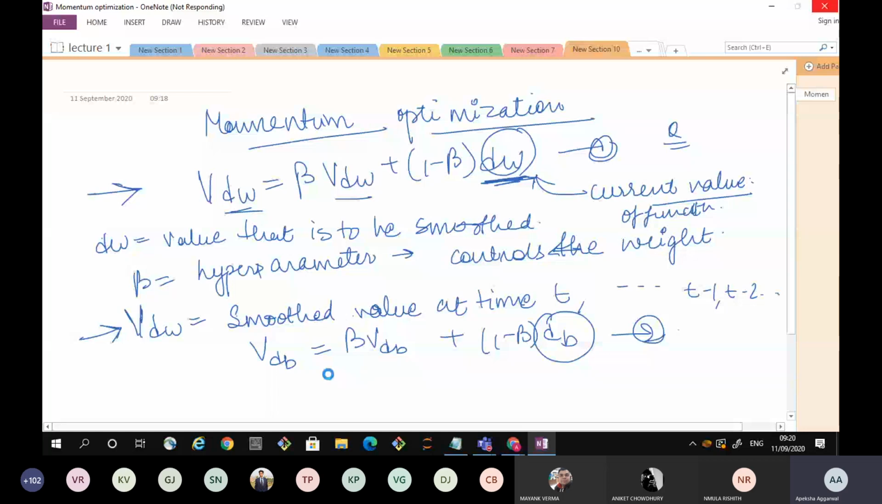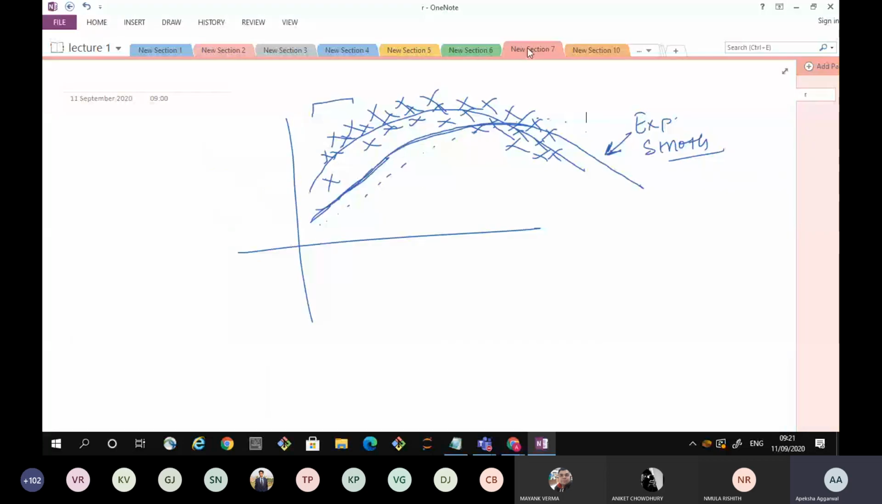Now, there's one more thing that I want to show you. We are smoothing from when we have a set of points over here. So it is giving me a smoothing function; it should be giving me a smoothing function from here. But what happens is I'm setting V0 to 0. So V1 is dependent upon beta V0 plus 1 minus beta theta t. It's like dW, so it would be dW here instead of theta t.